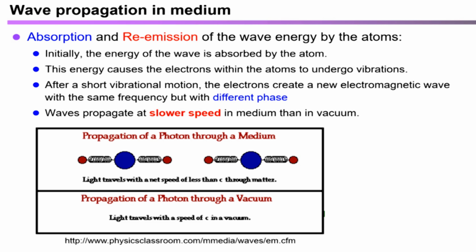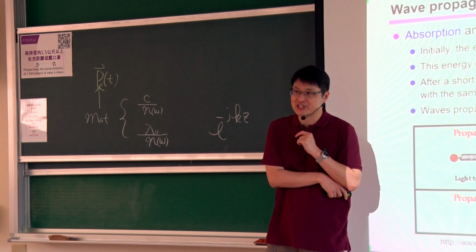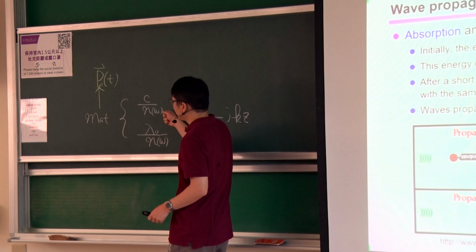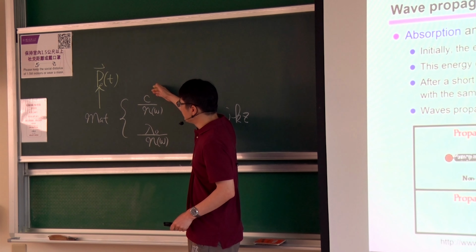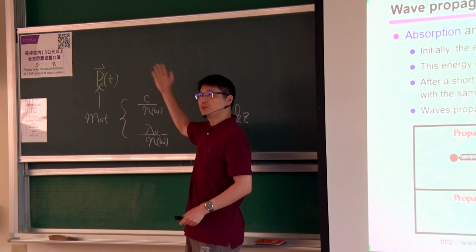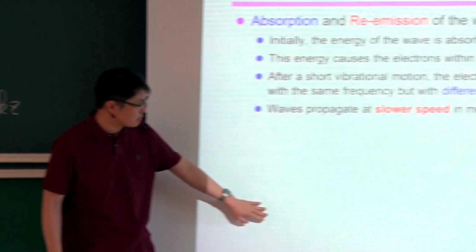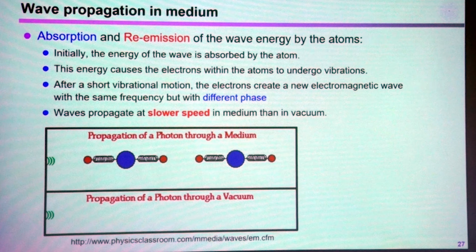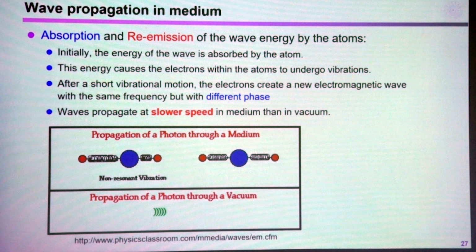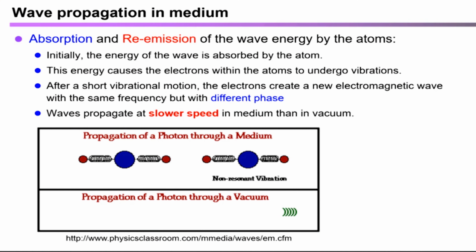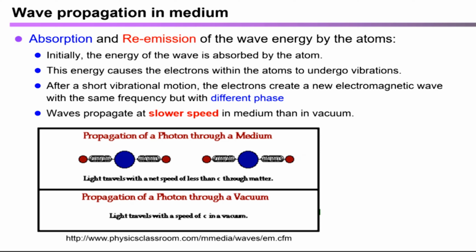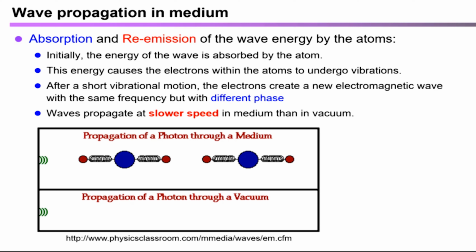Top or bottom? Bottom. Why? Because the wave is faster, right? We talked about a wave propagating in material, the speed would be reduced. So here, okay, yeah, super fast, right? Super fast. And here on top is slower. Why? Why waves propagate at a slower speed in materials?